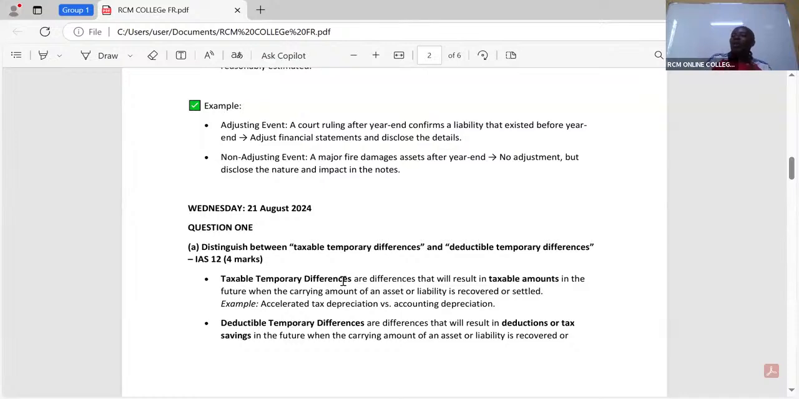If you make a loss when you are subtracting carrying amounts and tax bases, and this loss is allowable, then, ladies and gentlemen, we'll be making savings in future.